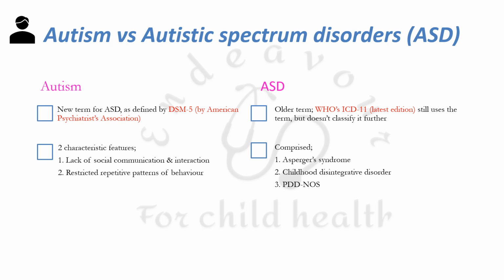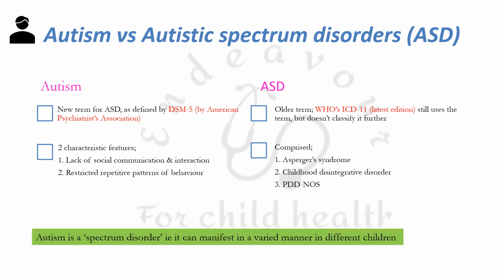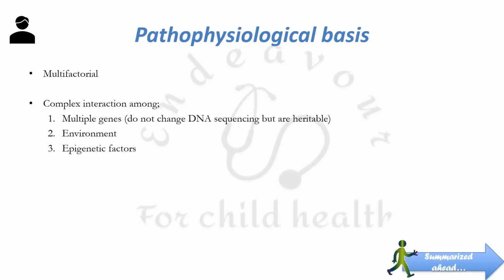So basically they now say that we call autism autistic spectrum disorder because it is a kind of spectrum disorder. That is, it has varied manifestations and it can manifest in a varied manner in different children. Pathophysiologically, it has a multifactorial origin. Actually, there is a very complex interaction among multiple genes which do not change the DNA sequence, but are heritable, along with environmental and epigenetic factors.